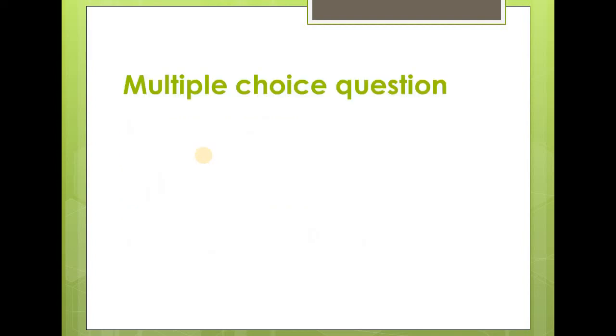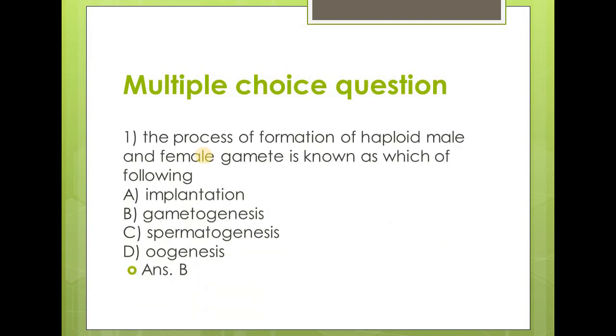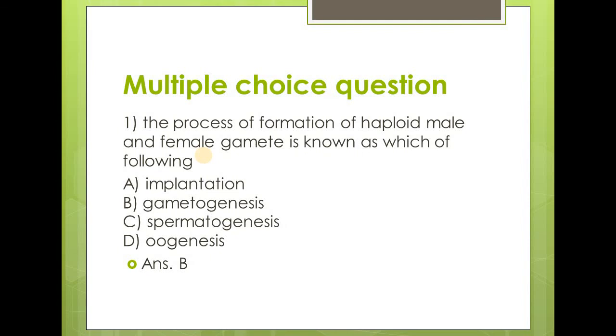So this is about gametogenesis, especially spermatogenesis. Coming to the multiple choice questions: the process of formation of haploid male and female gametes is known as which of the following: implantation, gametogenesis, spermatogenesis, or oogenesis? You know that it is gametogenesis.